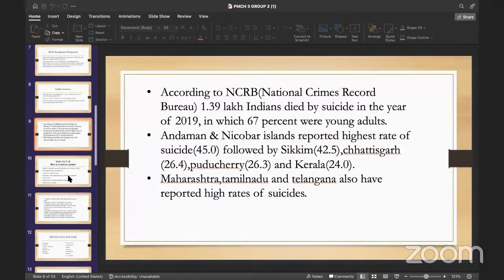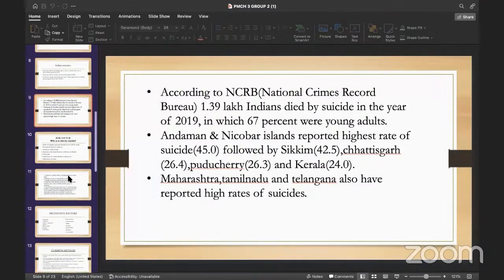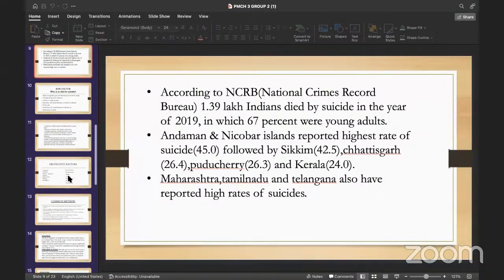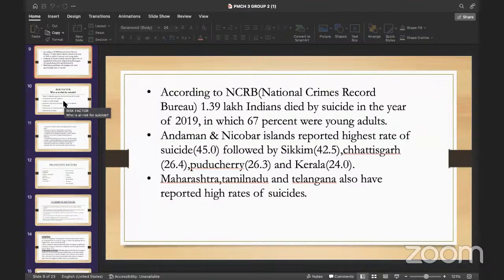According to NCRB, the National Crime Records Bureau, 1.39 lakh Indians died by suicide in the year 2019, of which 67% were young adults. Andaman and Nicobar Islands reported the highest rates of suicide, 45.0, followed by Sikkim 42.5, Chhattisgarh 26.4, Puducherry 26.3, and Kerala 24.0. Maharashtra, Tamil Nadu, and Telangana also have reported high rates of suicide.